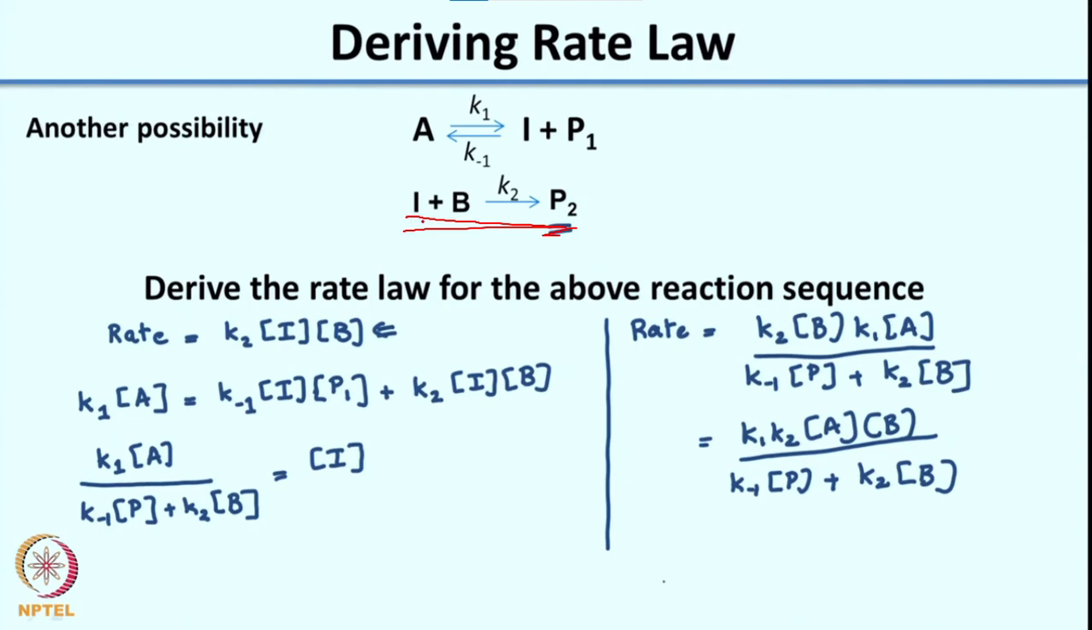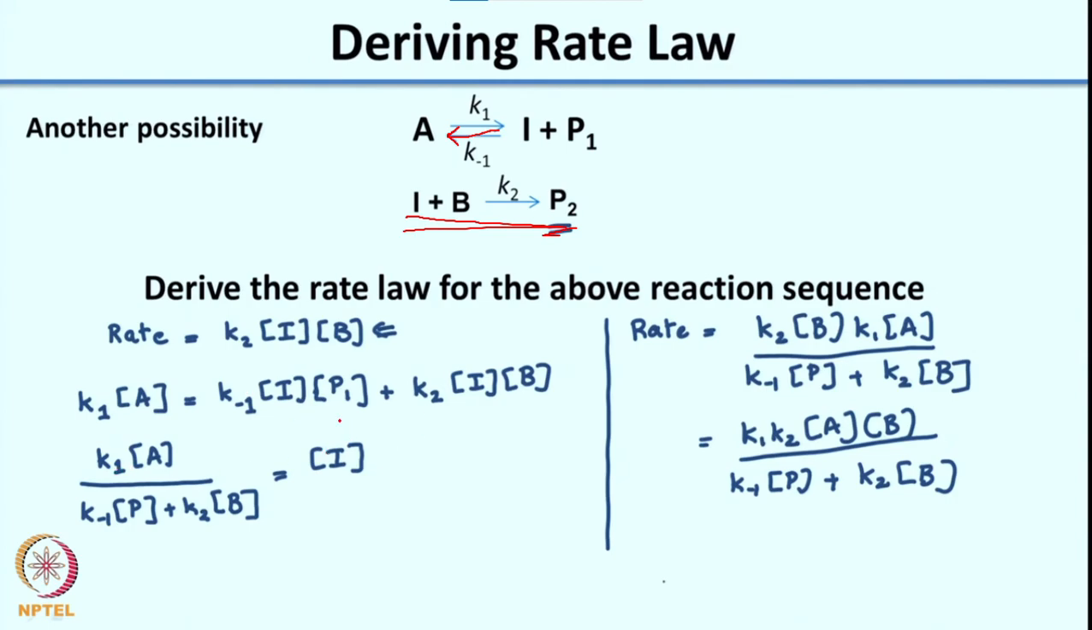So for formation of intermediate I, we will write the equation K1 into concentration of A, which is equal to consumption of intermediate I, and we can write the consumption equation as K minus 1, by considering this reaction, concentration of I and concentration of P1, plus K2 concentration of I and concentration of B. If you are not getting any equation, please ask me at that time only. It will be easy to understand now. Later you will get confused.